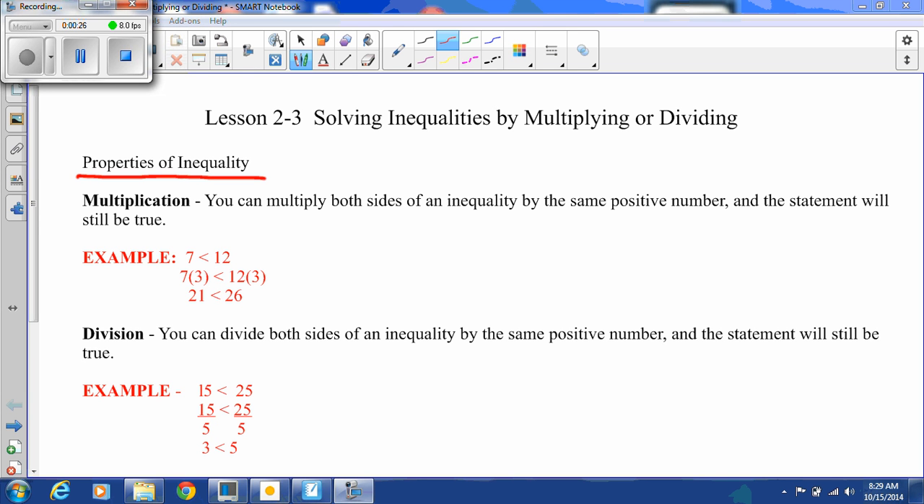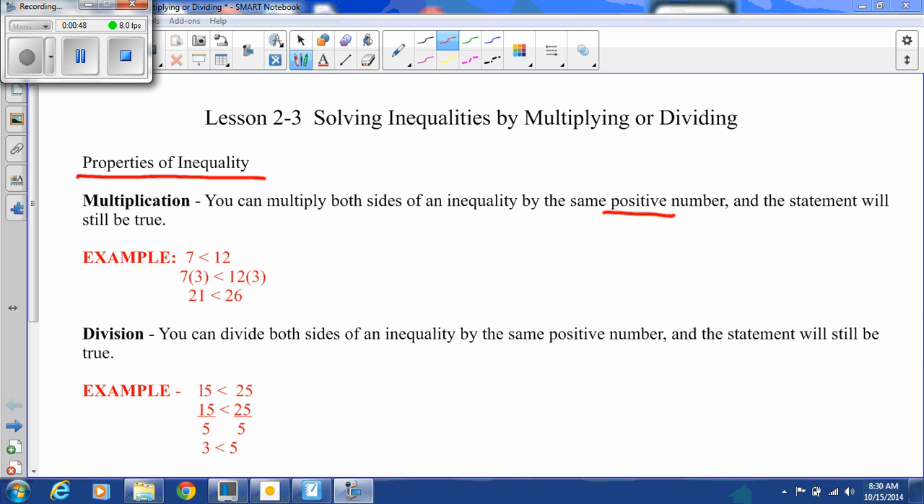First of all, let's take a look at the multiplication property of inequality, which simply states that you can multiply both sides of an inequality by the same positive number and the statement will still be true. Notice I said positive. The rules do change when you multiply by a negative number. To show this, let's take an example using whole numbers.